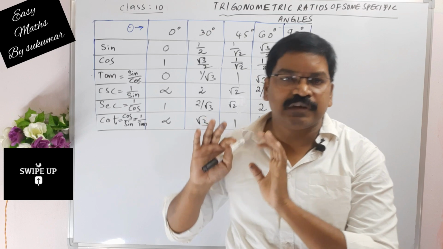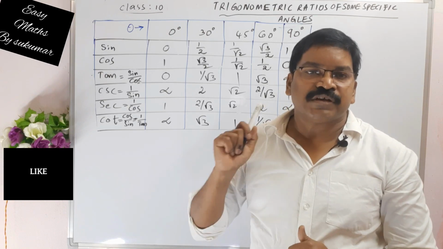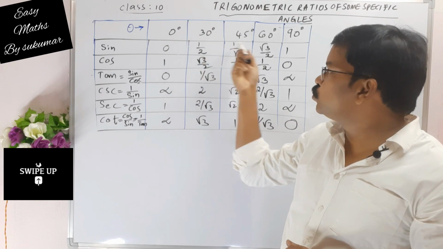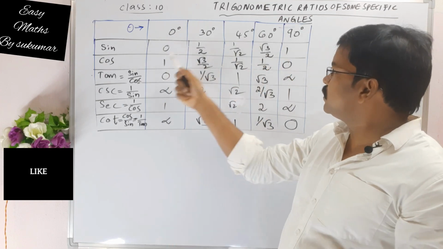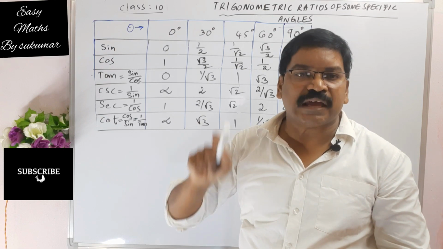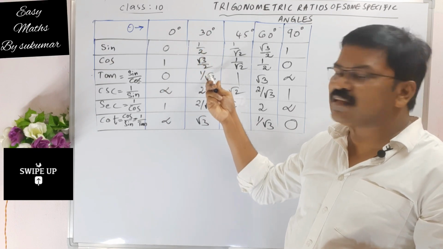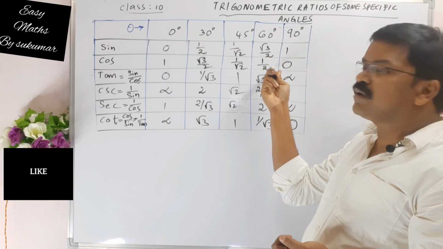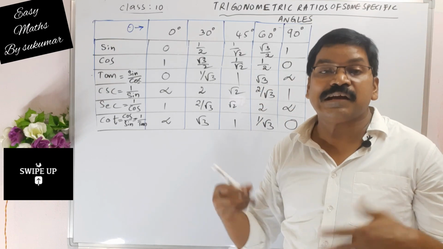My dear students, this table is very easy, but you must learn this first row, that is the sine values. Sine 0, sine 30, sine 45, sine 60 and sine 90. So, they are 0, 1 by 2, 1 by root 2, root 3 by 2 and 1. Then cos is very simple. Just write from last to first: 1, root 3 by 2, 1 by root 2, 1 by 2 and 0. Tan, as I told you, is equal to sine by cos. That means just divide 0 by 1, 0. 1 by 2 divided by root 3 by 2, the 2s get cancelled, that is 1 by root 3. 1 by root 2 divided by 1 by root 2 is 1. And tan 60 means root 3 by 2 divided by 1 by 2. 2 cancels, that is root 3 by 1, which is root 3. And 1 by 0 is infinity, undefined.